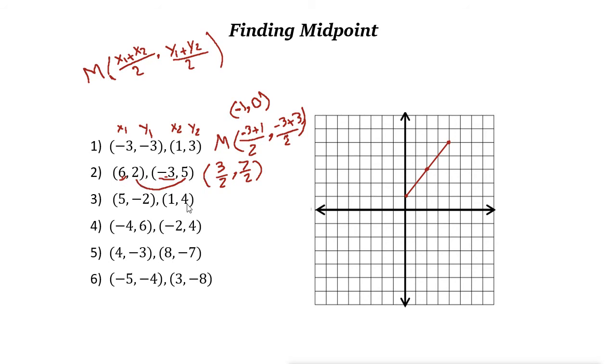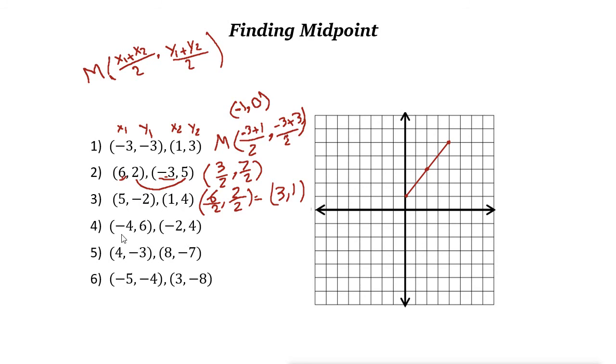Next one. x1 plus x2 is 1 plus 5, which is 6, divided by 2. And 4 plus negative 2 is 2, divided by 2. So if you simplify it, 6 divided by 2 is just 3, and 2 divided by 2 is just 1. So (3, 1) is the midpoint of these two points.